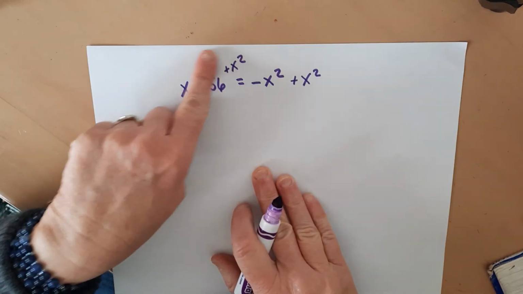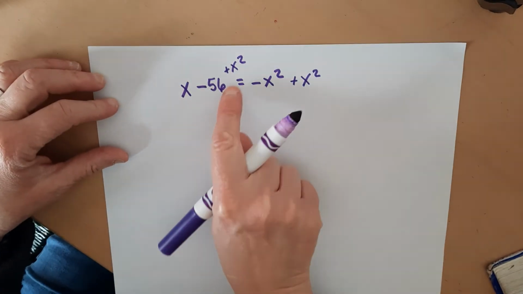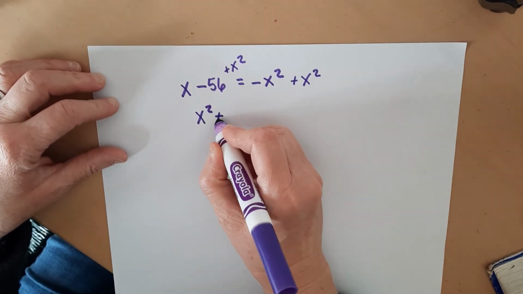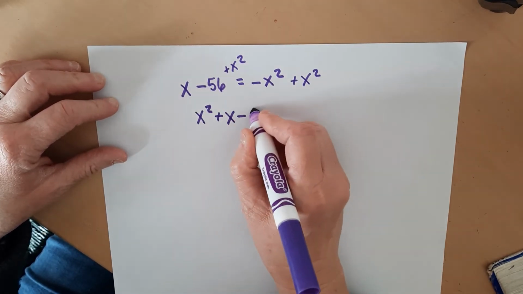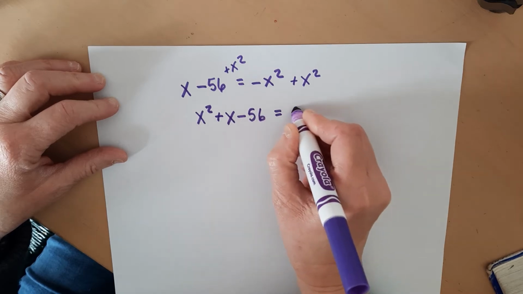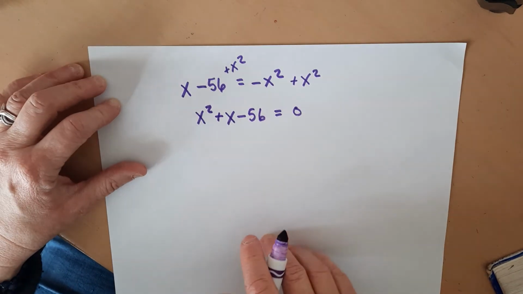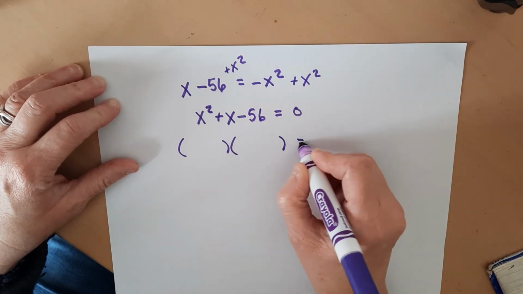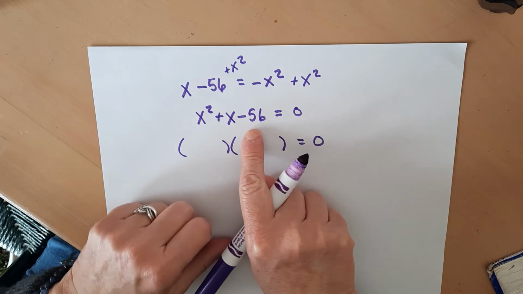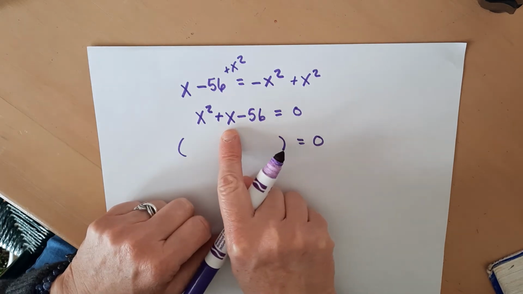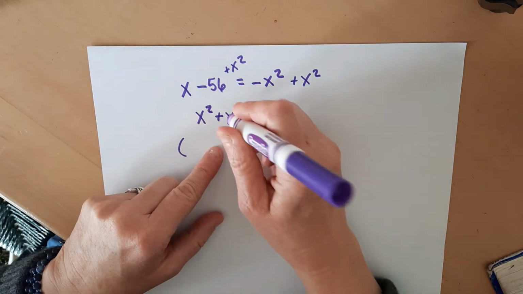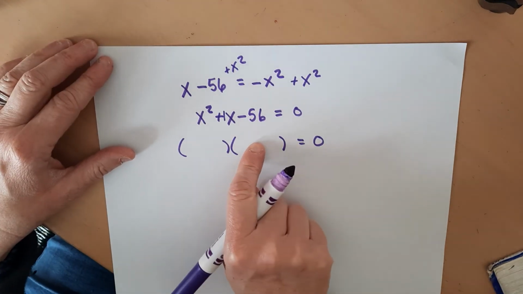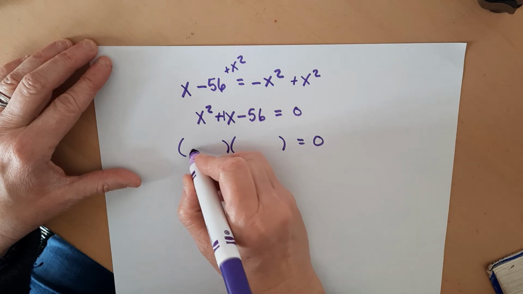And then we're going to want to rewrite this side in the correct form. So we have x squared plus x minus 56 equals 0. First thing then we do is we go ahead and set our parentheses. And we're looking for two numbers that when multiplied together equal negative 56 and when added together equal a positive 1, because the coefficient in front of that x is a 1. So we're going to do plus 8.